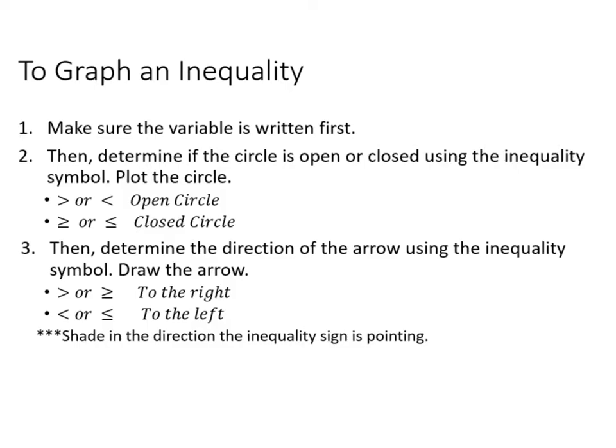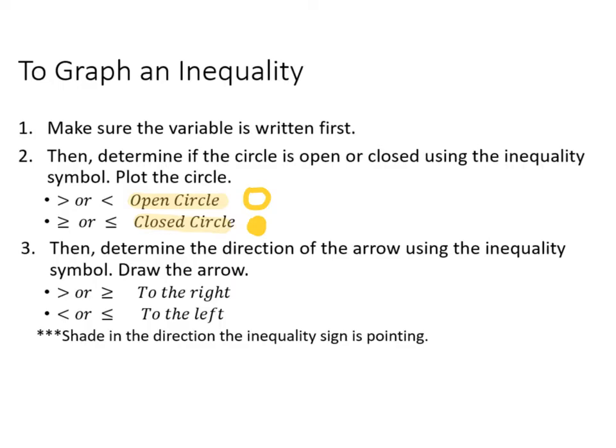In order to graph an inequality, you're first going to make sure the variable is written first. Then determine if the circle is open or closed using the inequality symbol. If you have a greater than or a less than symbol, without the line beneath it, you're going to use an open circle. If it's greater than or equal to or less than or equal to, you would use a closed circle, or just a traditional point.